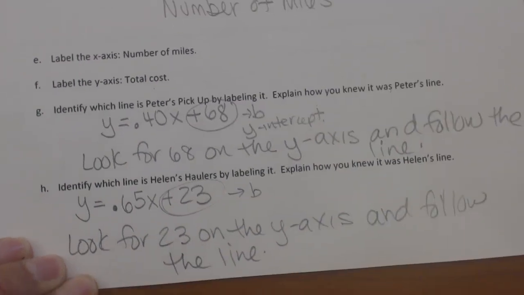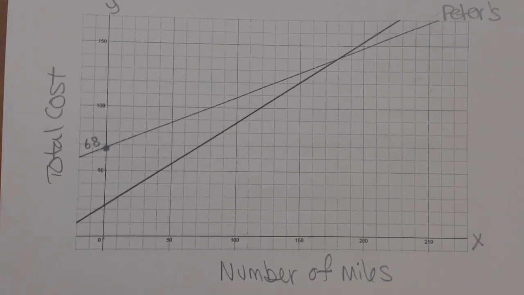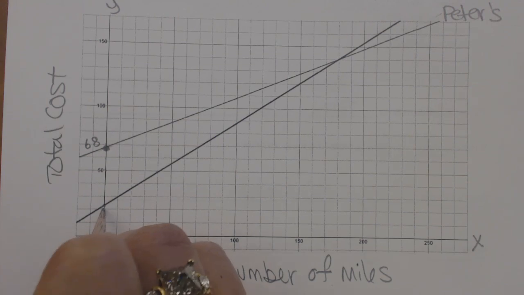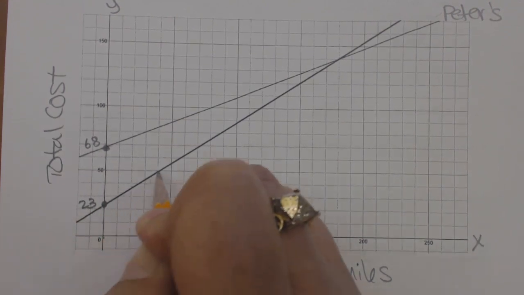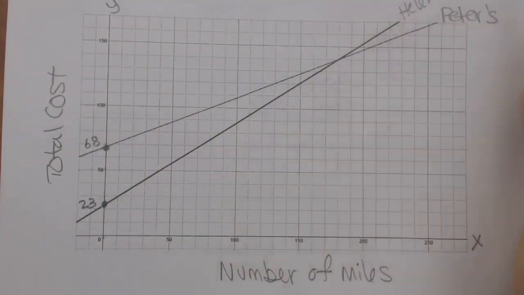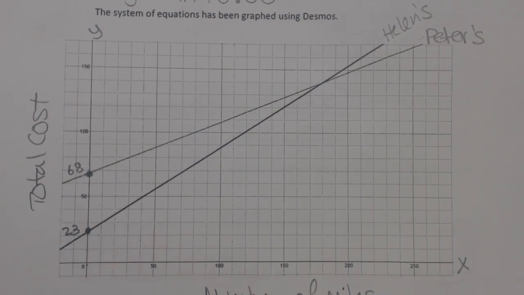Now I know it's the other one on the graph. It is the other line because we do only have two, but let's just make sure that it's correct. So let's make sure that it crosses the y-axis at 23. Remember, we're counting by tens here. So 0, 10, this is 20, this is 30, and as you notice, this is 23. Following this line, which is a little bit darker, this is Helen's. Awesome. So we have Peter's and Helen's, and I labeled my y-axis here.